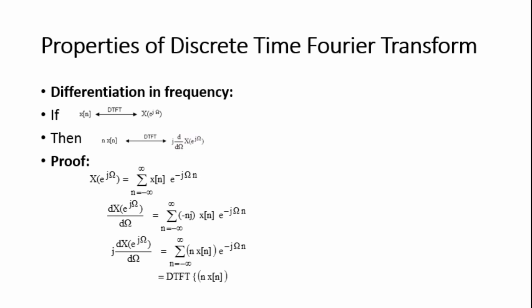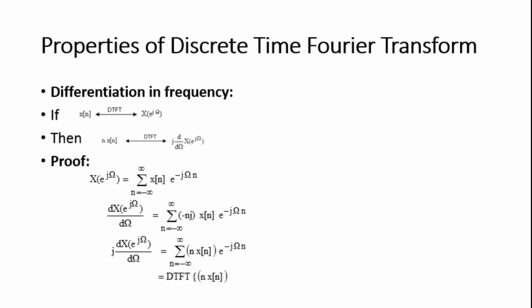Proof for this: X of e power j ohm is equal to summation n equal to minus infinity to infinity x of n into e power minus j ohm n. Then differentiation of X of e power j ohm, that is d X of e power j ohm divided by d ohm, is equal to summation n equal to minus infinity to infinity minus n j into x of n into e power minus j ohm n.